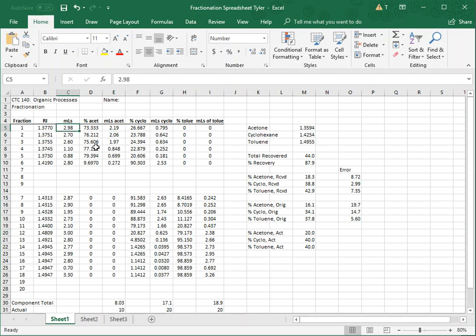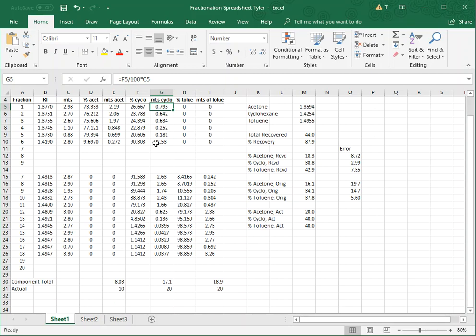And C5 is the total number of milliliters that I received in that fraction cut. So that gives me 2.19. Then I do the same thing for cyclohexane. The mils of cyclohexane is 0.795. So you follow that trend all the way through the spreadsheet into the very bottom.